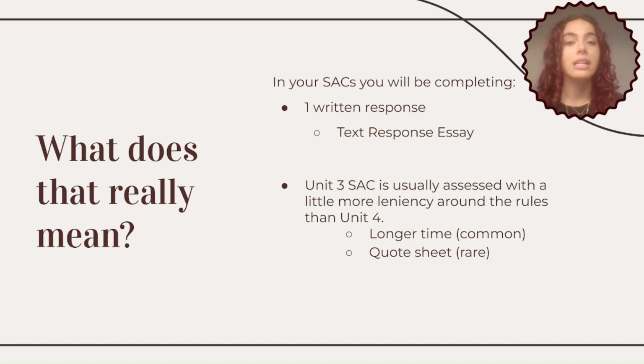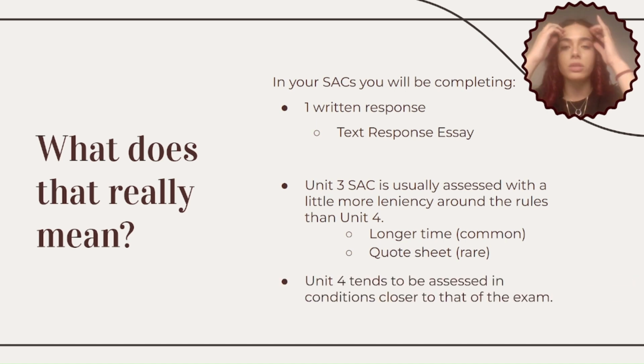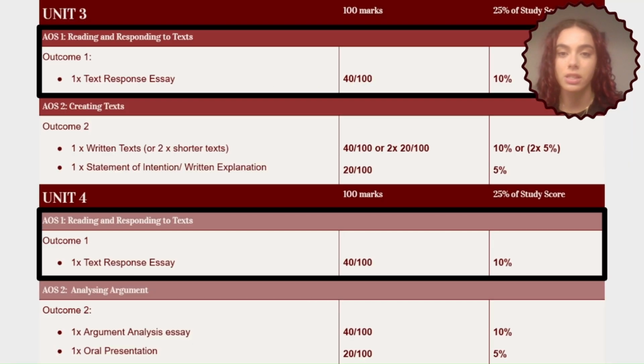Sometimes I have heard that in Unit 3, some schools may give a quote sheet with some limitations, and in Unit 4, no quote sheet. There usually tends to be a little bit more leniency in the rules. And by the time we hit Unit 4, they're really trying to prep you for the conditions of the exam. Some schools won't do any leniency at all and will make it identical. That happens quite a lot as well. It varies from school to school. Unit 4 tends to be very similar to the exam conditions, right? So 1 hour, with reading time, maybe 5 minutes extra, but it's pretty much similar to the conditions of the exam.